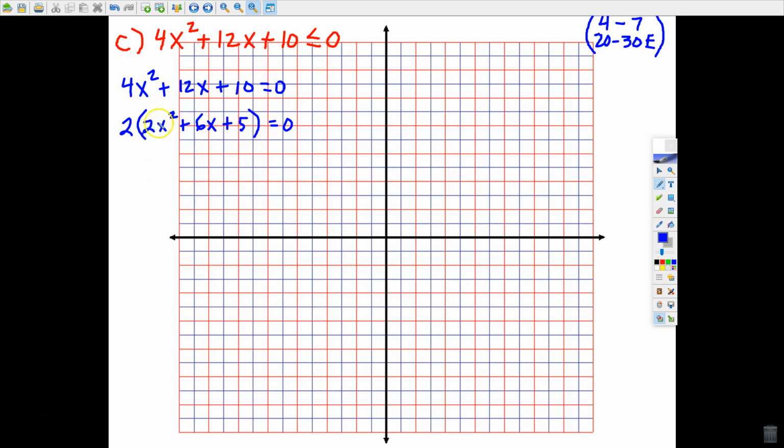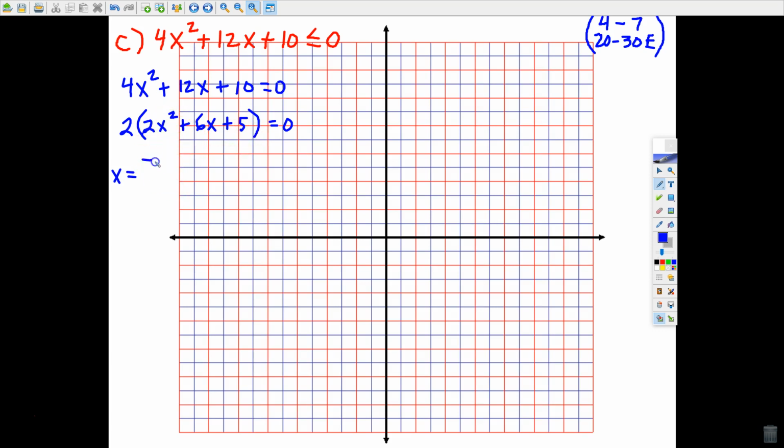So here's how you can tell. If you multiply the first and the last together, that's 10x squared. And then just ask yourself, are there factors of 10x squared that add up to 6x? And there actually are not any factors of 10x squared that add up to 6x. So we need to work on solving this using another method, like the quadratic formula again. So I'm just going to take this trinomial in the parentheses and solve for x using that trinomial.